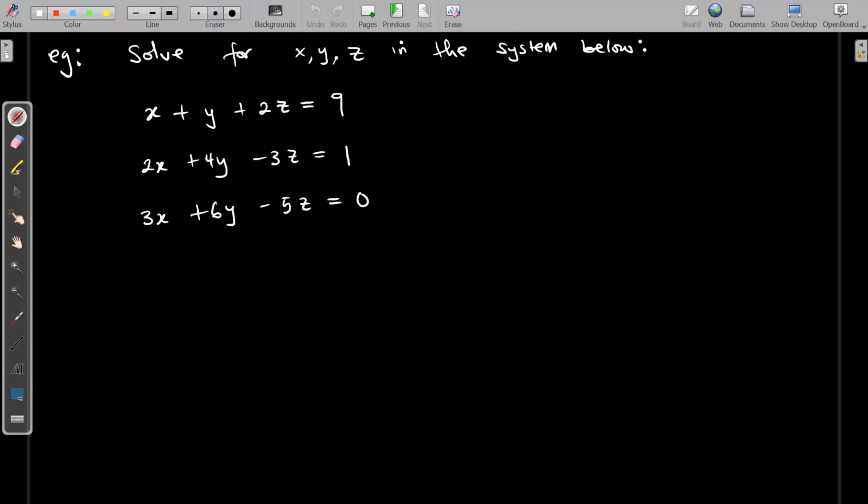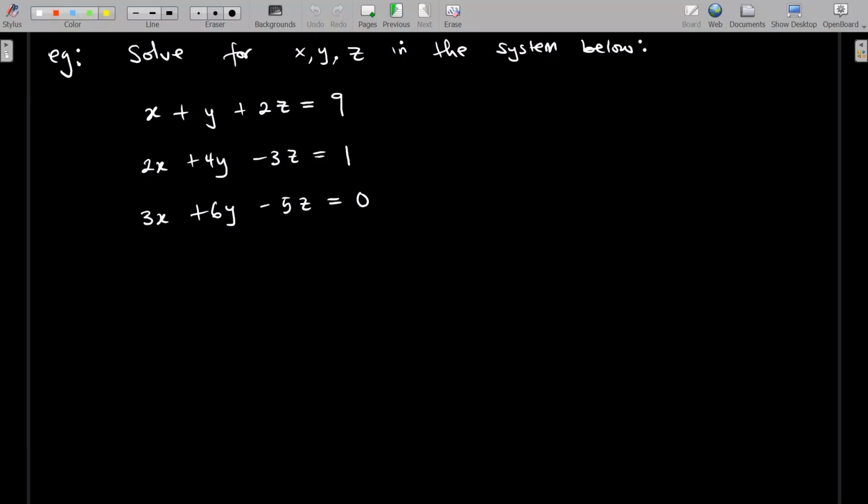Solve for x, y, z in the system below. So this is where you're going to need the elementary row operation. Okay, so I have this. What I'm going to do is transform this into a matrix operation, which I'm going to use row reduced echelon form for, maybe the elementary row operation.